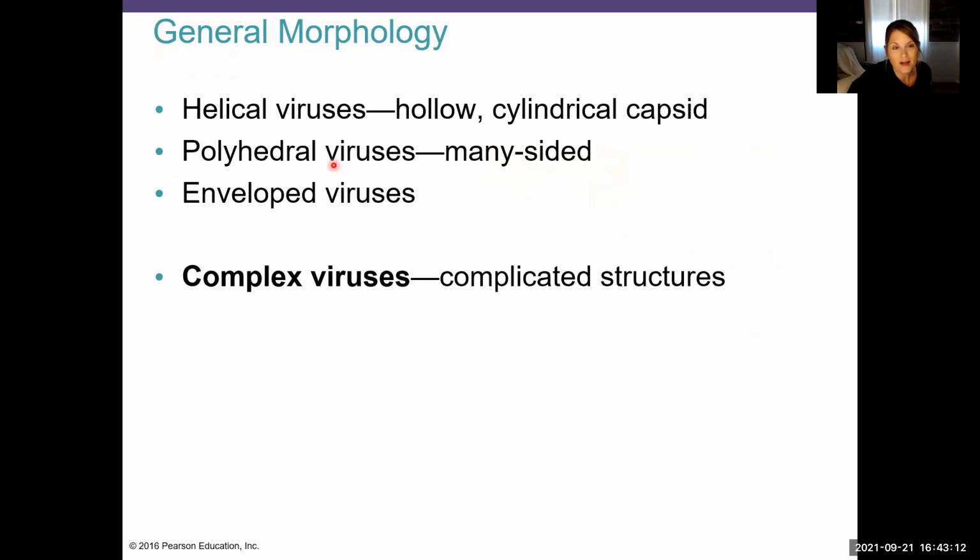Okay, so what other differences can they have? Well, the capsid can have various structures. You can have helical viruses, which means that the capsid is hollow and cylindrical. You can have polyhedral shaped viruses, which means the capsid is many-sided. Again, you can have enveloped viruses, which I already talked to you about, or you can have what they just throw everything else into, called complex viruses, which means they have a really complicated, unique structure and don't really fall into any other typical categories. So let me show you each kind.